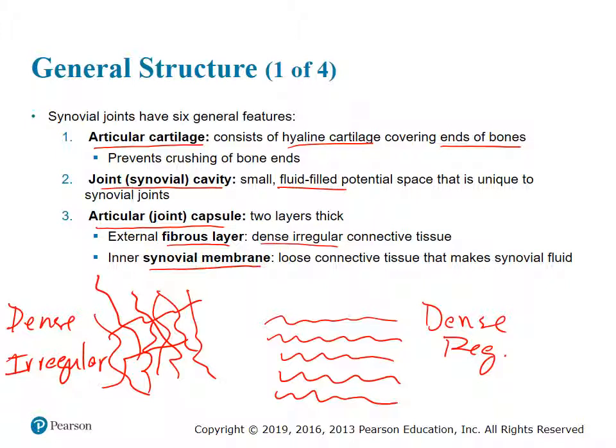If you looked at the tissues, that's why we call it dense irregular, because the fibers are running in different directions. So which one do you think is stronger, the one on the left or the one on the right? Which one do you look at it and tell me which one, left or right, do you think is stronger?